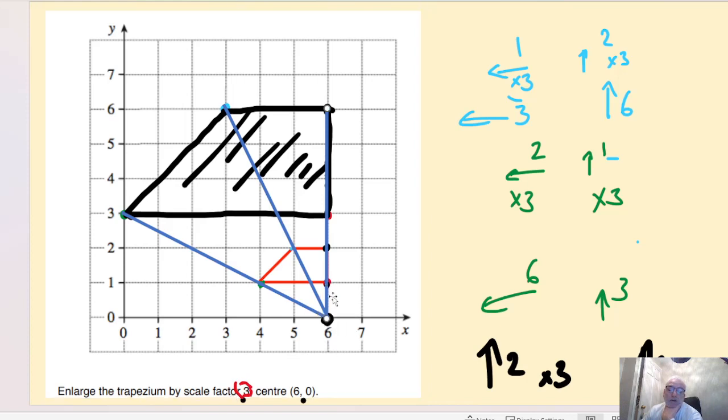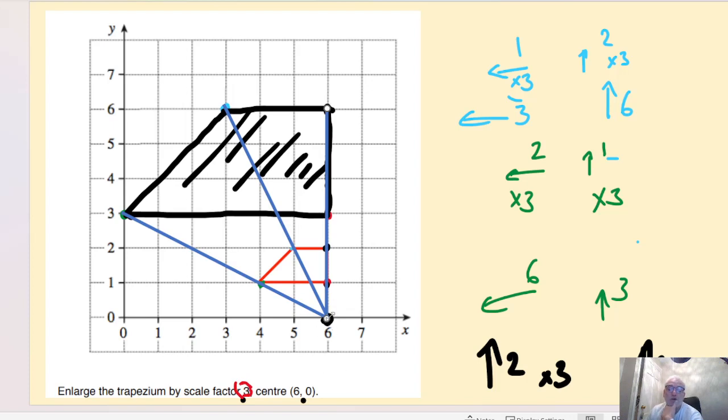Okay, the bottom one would come 3 times the length, so I'm 1 square away, 1, 2, 3 squares away. I'm 2 squares away, so times it by 3, 1, 2, 3, 4, 5, 6 squares away.